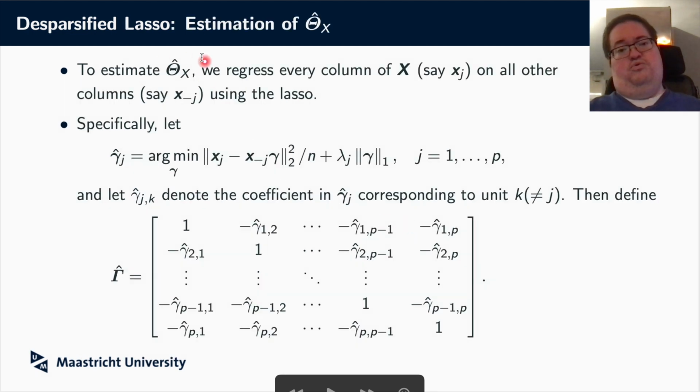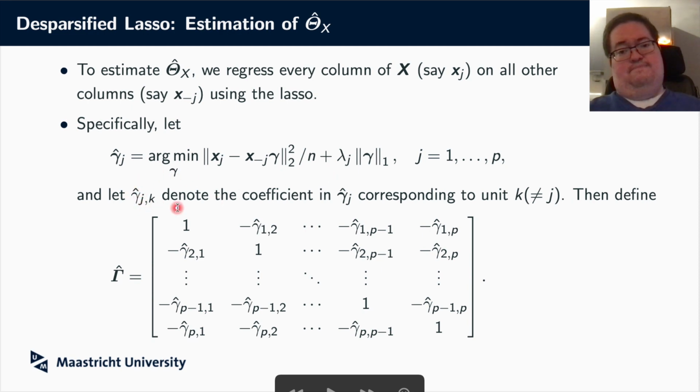Now, of course, the crucial part is how do we get this theta hat x, like this almost an inverse thing. Well, for that, and here comes the Frisch-Waugh argument again, what we're going to do is regress every column of x, so every variable, say xj, on all the other variables. We can call that x minus j. And we're going to do that, of course, using the lasso, because this is still high dimensional. And then we let gamma hat j be our estimator for applying the lasso for xj on all the other variables.